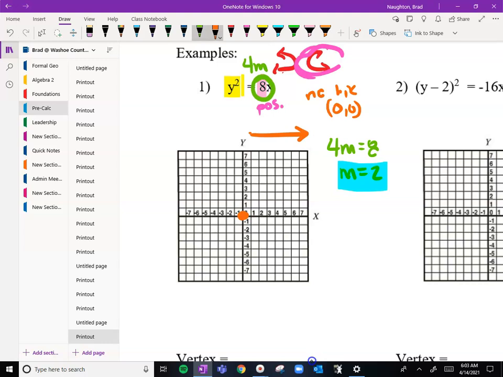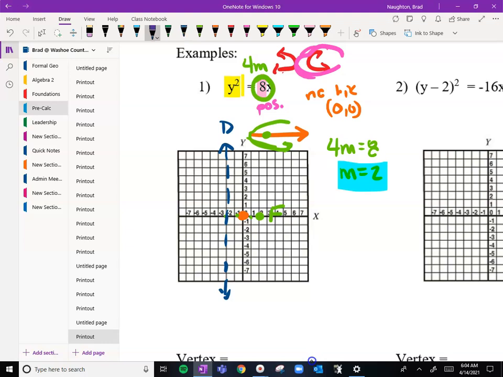So we know, remember, the focus is inside our parabola. So if my parabola is going this way, then my focus needs to be somewhere inside. So I'm going to go 1, 2. And I like to put an F right there to say that that's my focus. And then I'm going to go to the opposite direction, and then this is going to be my directrix. So notice I'm going from my center. I'm going to put D for directrix there.